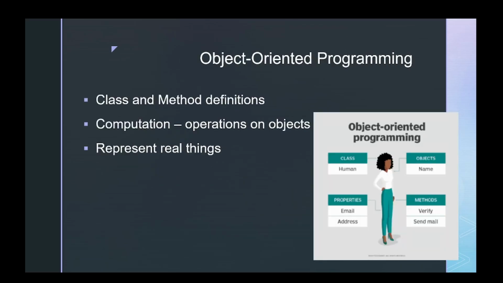So if I return back to my object-oriented programming example that I had at the very beginning, I've got some definitions. Remember, we've already touched on class, object, and properties, but what we have left are the methods. A method is going to be a computation or an operation on an object. And remember, your objects are going to reflect real things. So my objects and my methods are going to be doing real things.